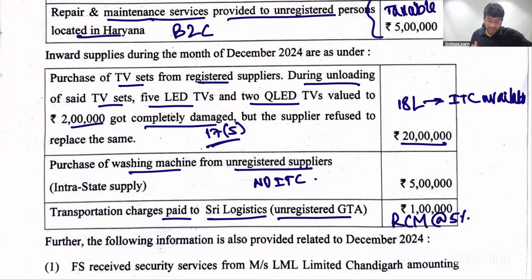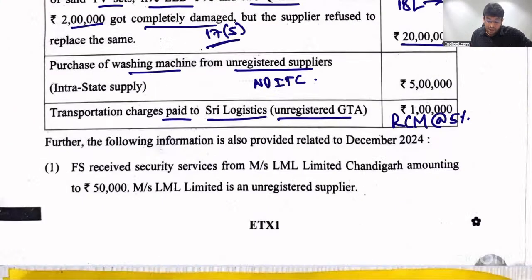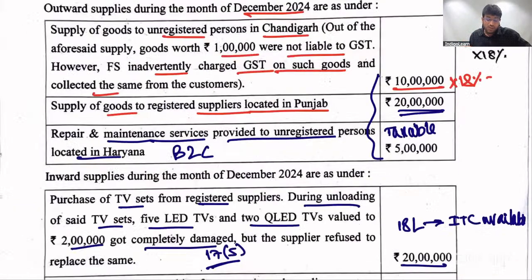Then, FS received security service from LML Limited, Chandigarh. Sir, the security service RCM provision will come only when the supplier is any person other than a body corporate. The recipient is a body corporate. In this question, the recipient is a body corporate, but the supplier is also.